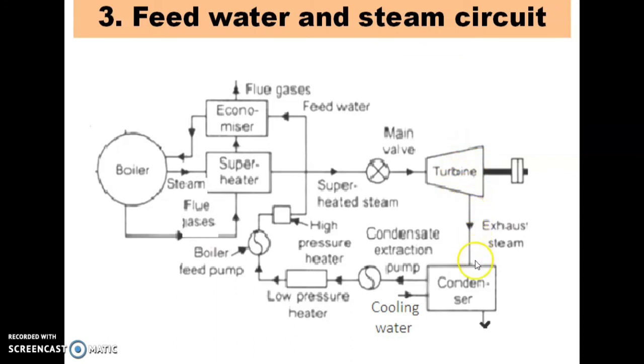This exhaust steam is given to the condenser, where the steam is condensed using the cooling system. Then the condensed steam is again transferred towards the high pressure heater. In the condenser, the steam is converted into water, and that water is recirculated in the system again, and that water is called feed water. The water coming out from the condenser is fed into the boiler feed pump, then through the high pressure heater, and then again it is given to the boiler. You can see here that from the high pressure heater, this feed water is again given to the economizer and to the boiler. So this is how the feed water circuit works.